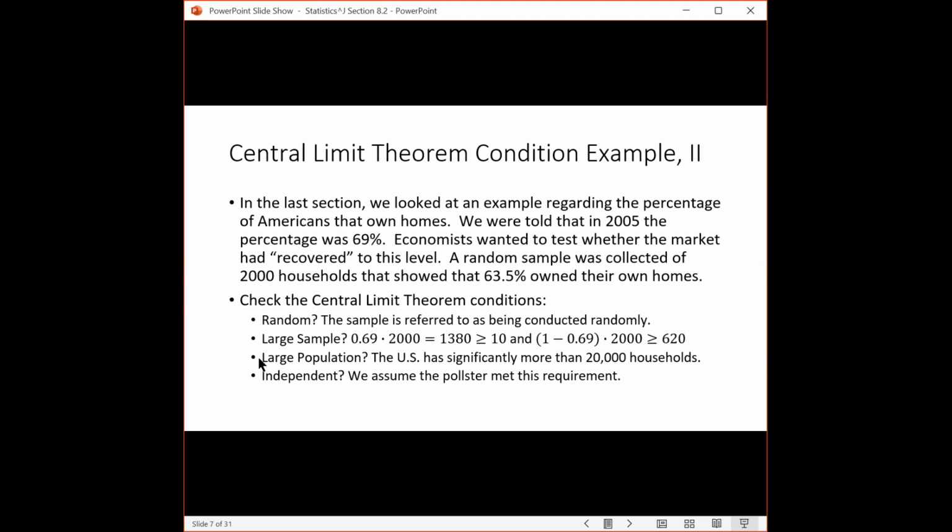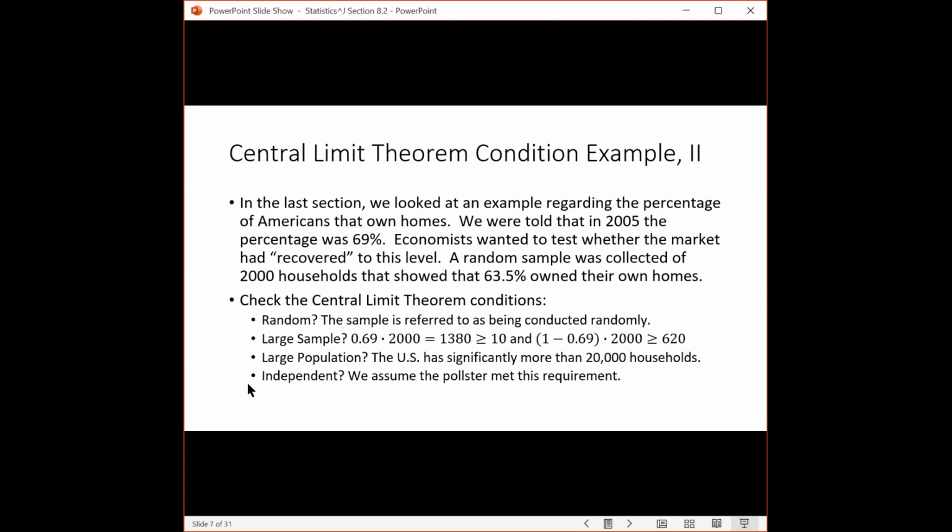And then finally, the large population. So the population needs to be at least 10 times the size of the sample. Our sample is 2,000 households, and certainly there are much more than 20,000 households across the entire, this is Americans across all of the United States.